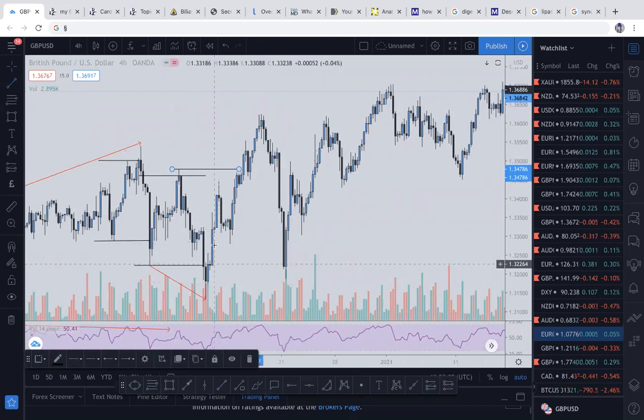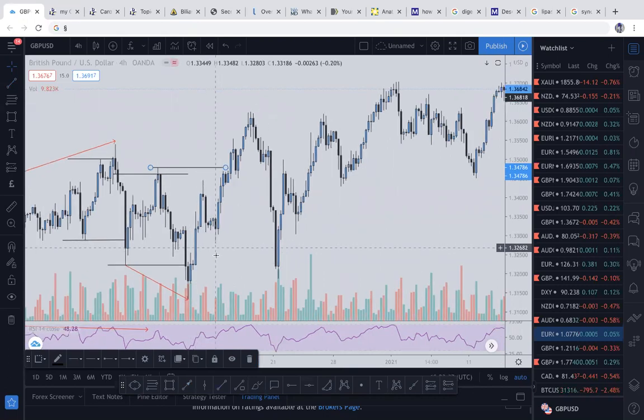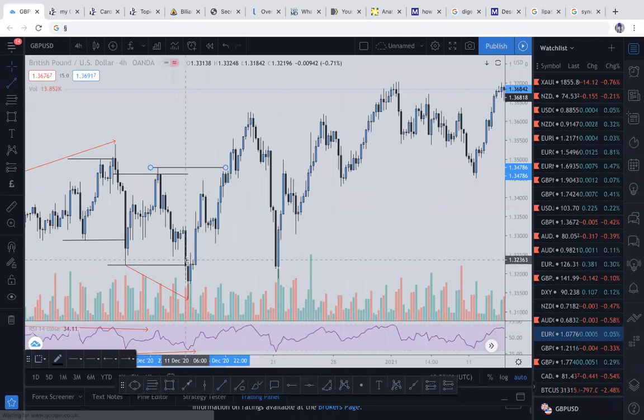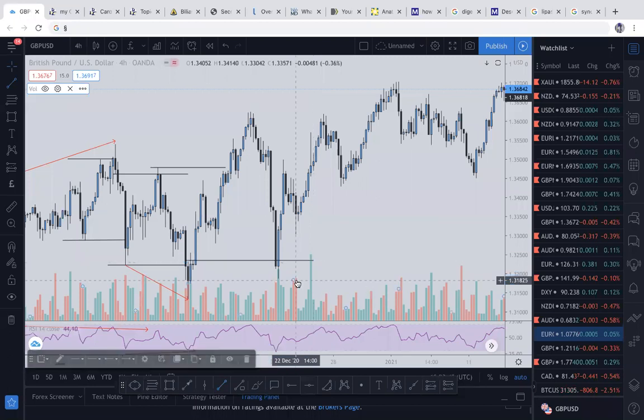What is in this area? What is in this area? Can somebody tell me what is in this area? An imbalance sitting here. So an imbalance failed. We came back to fill the imbalance. This is your entry right there. Your stop loss is the candle right down here.